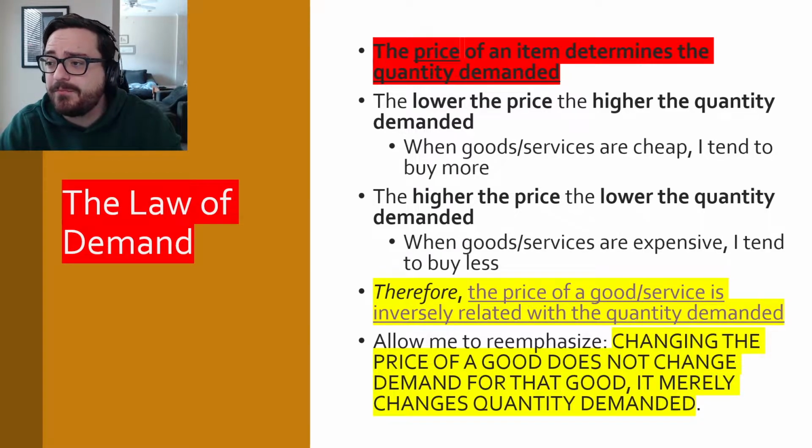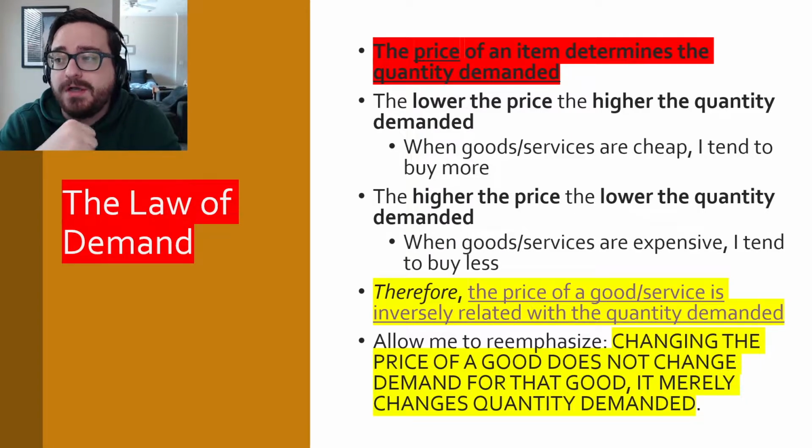The higher the price, the lower the quantity demanded. When things get more expensive, you buy less of it. So the idea of the law of demand is that the price of a good or service is inversely related to the quantity demanded. It is very important to understand that this is a change in quantity demanded, not a change in demand. Goods getting more expensive doesn't mean you want them any less. It just means you'd buy less of them, which logically should make sense, right?